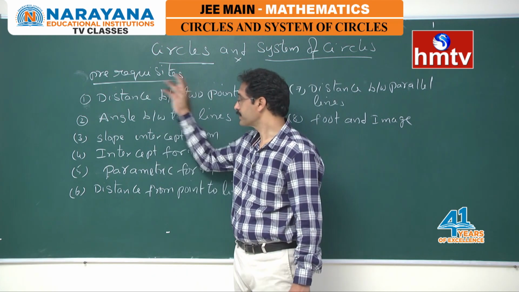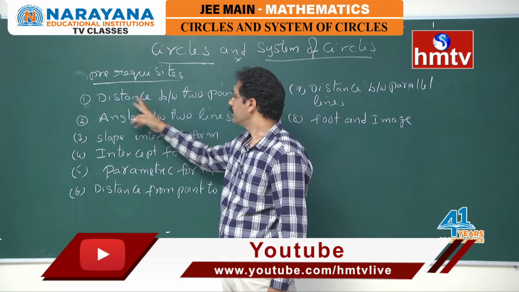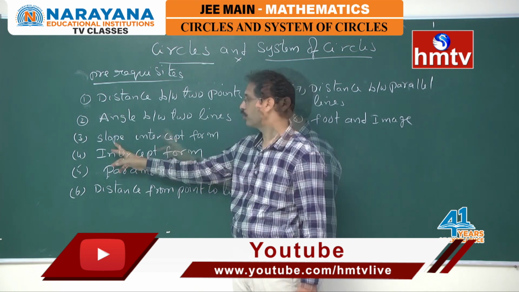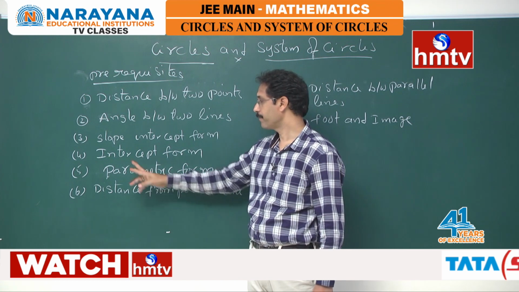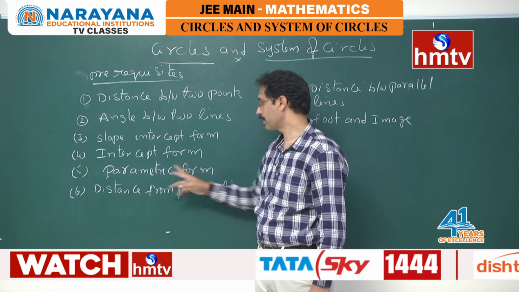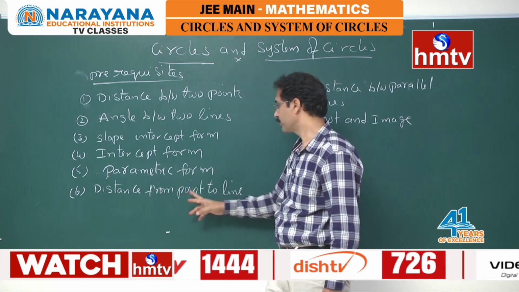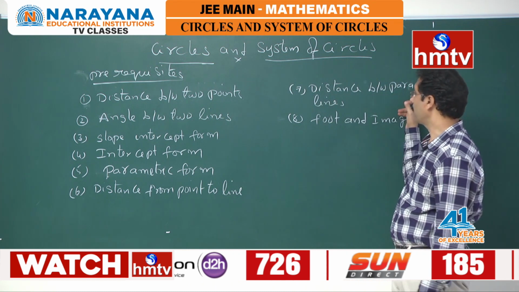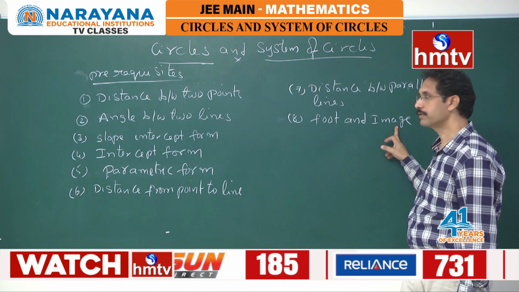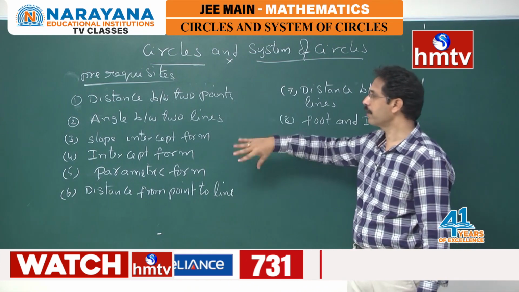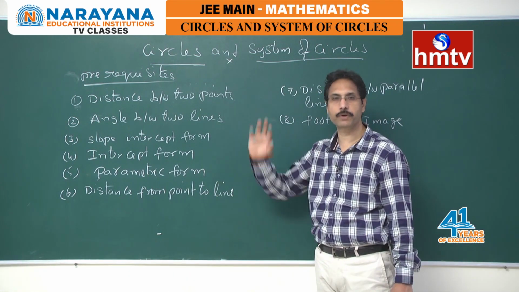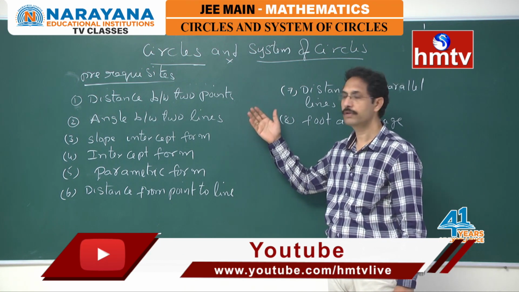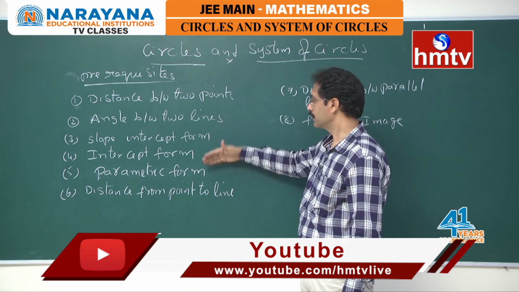These are prerequisites. Here first one is distance between 2 points, next angle between 2 lines, slope intercept form of a straight line, intercept form of a straight line, parametric form of a straight line, and distance from point to the line, that is perpendicular distance from point to the line. Next, distance between parallel lines and foot and image of a point with respect to lines. These we use frequently in our circles, almost in every problem. That is why we must discuss these results first before we go to the circles. So, we will go through the results one by one.